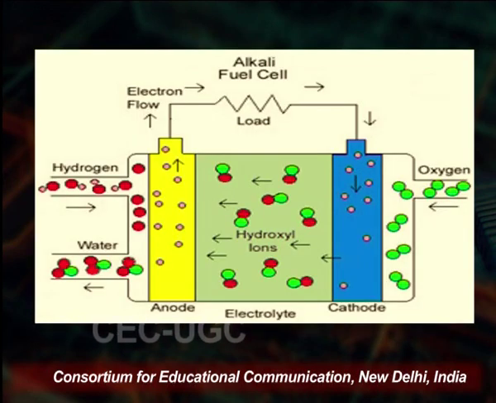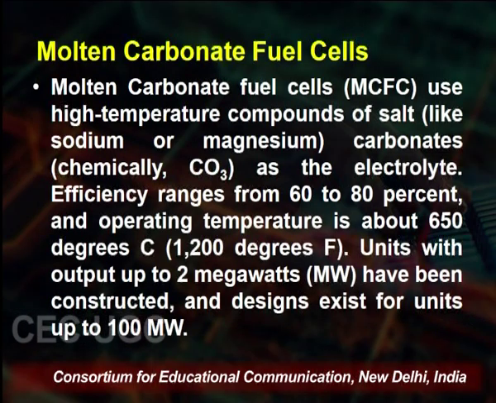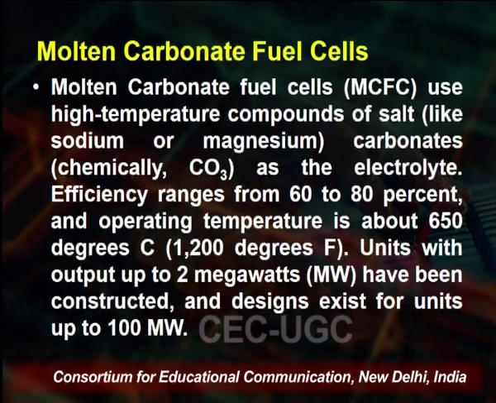You can see on the screen that this is the cell, and here you see that the working is the same, as there are hydroxide ions in between the anode and cathode. A load is attached to the anode and cathode, electron flow takes place. In the alkali fuel cell, hydrogen and water are supplied towards the anode. There is a conversion that takes place, and then we get the conversion to electricity.